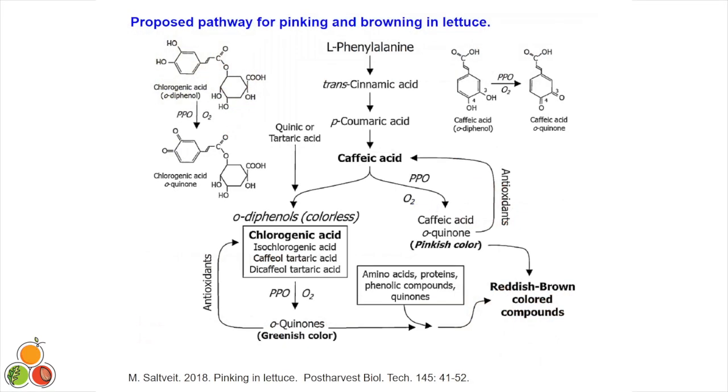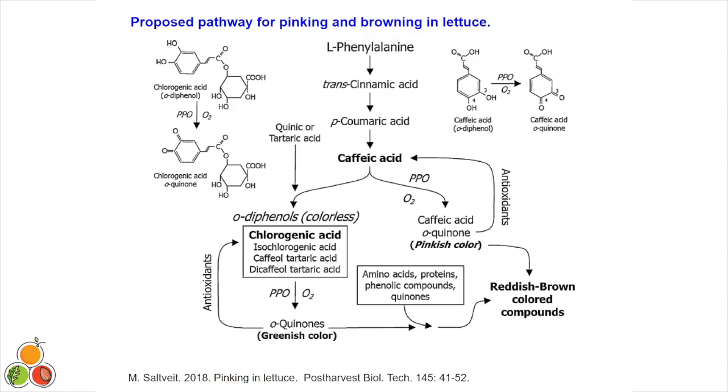Now, a colleague, Michael Saltveit, who in the past has participated in this workshop, spent a large part of his career studying phenolic metabolism in lettuce. And so this comes from a paper that he published last year, and this is his proposed pathway for pinking and browning in lettuce. So those of you who are aficionados of chemistry and biochemistry, you'll appreciate that.